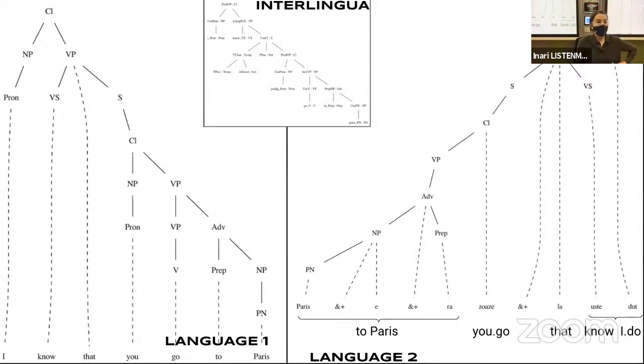If we look at the abstract syntax of the RGL, we have a category called AP, and it's used in two functions. It's used to modify a noun, and it's used to be a predicative. So, boring pizza, and pizza is boring. And when we write a resource grammar for a language that doesn't have that kind of notion, we can just decide to put there whatever does these two things.